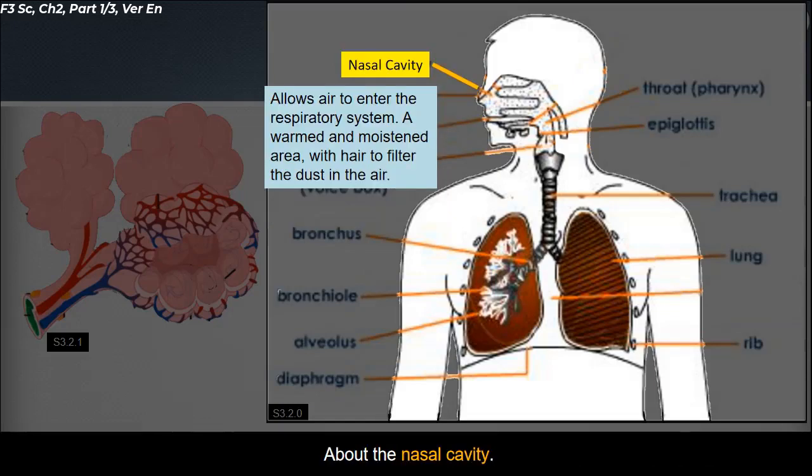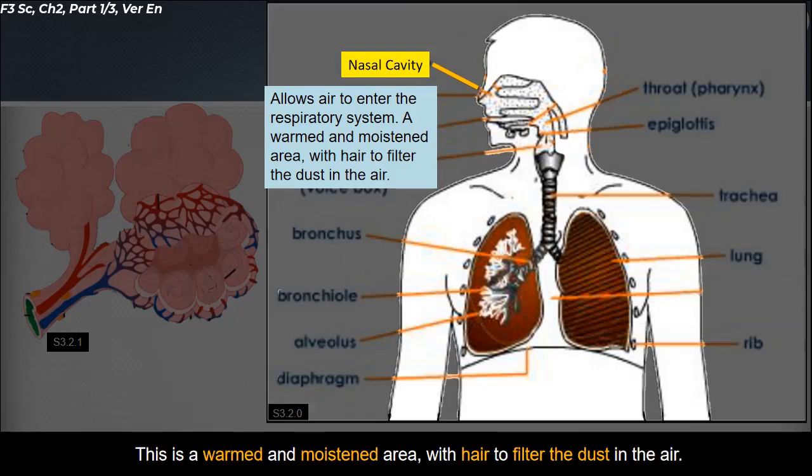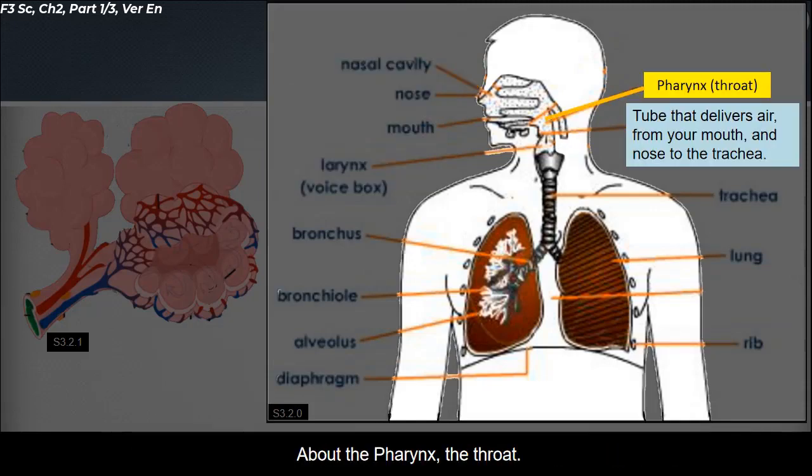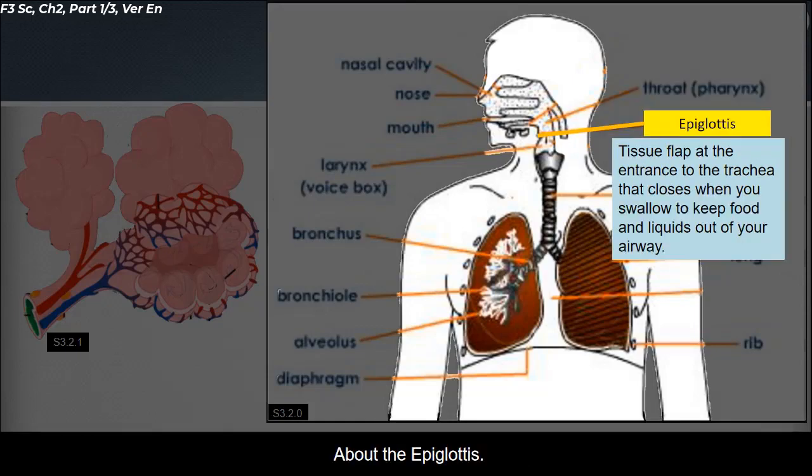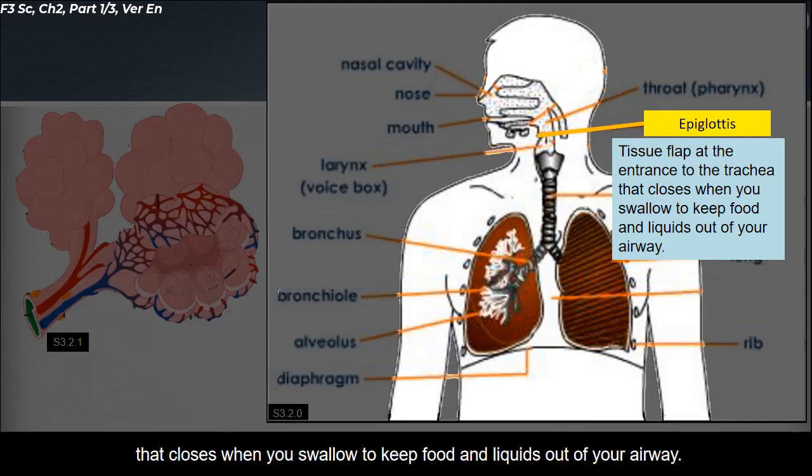About the nasal cavity. Nasal cavity allows air to enter the respiratory system. This is a warmed and moistened area with hair to filter the dust in the air. About the pharynx, the throat. This is a tube that delivers air from your mouth and nose to the trachea. About the epiglottis. This is the tissue flap at the entrance to the trachea that closes when you swallow to keep food and liquids out of your airway.